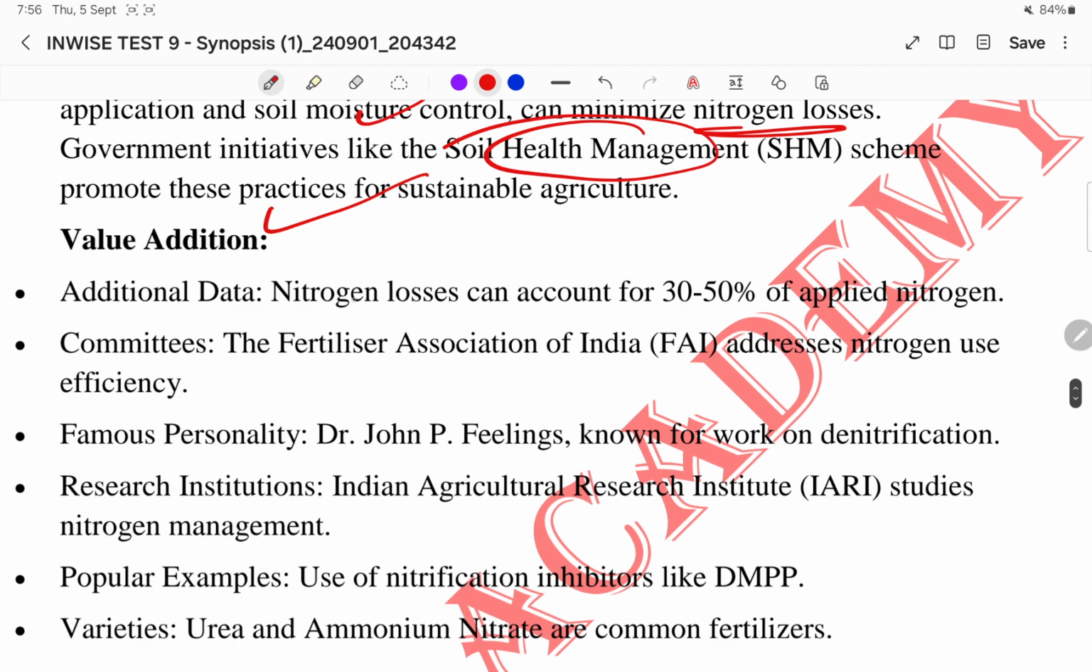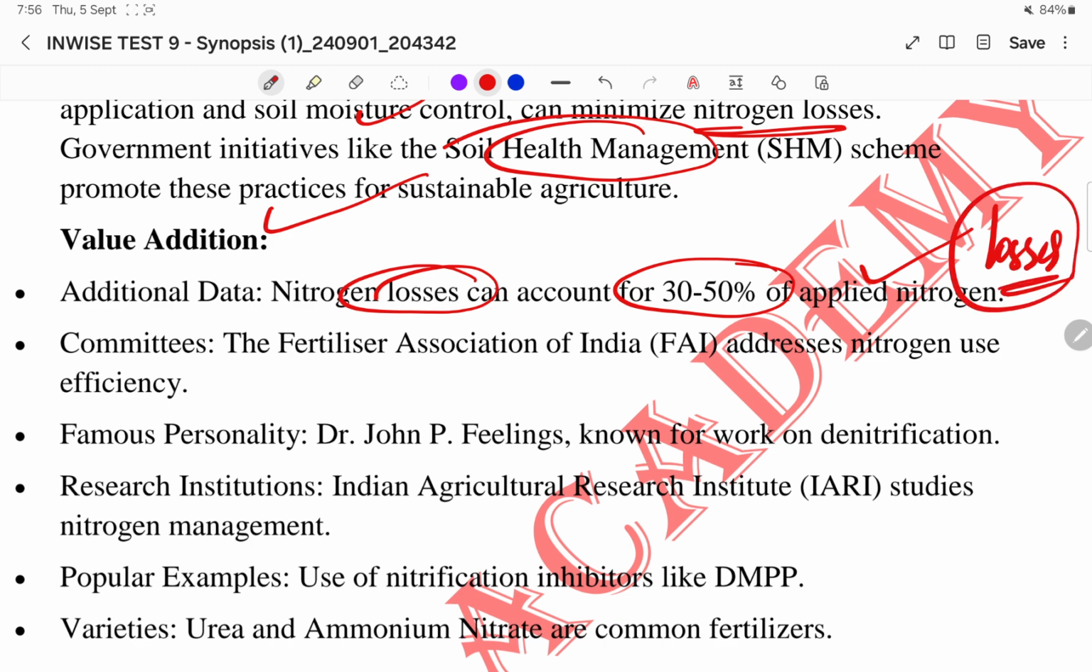Okay, the data: nitrogen losses can account for 30 to 50% of applied nitrogen, right? That is the level of loss we are facing. That too for various reasons, like government initiatives, where they give it at subsidized rates. So farmers getting that at subsidized rate, without their knowledge, are applying more than 50% of what is required for the field. So that is the issue.